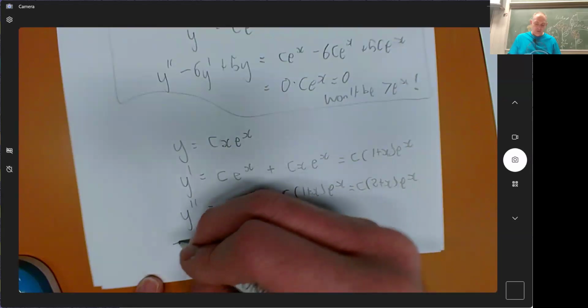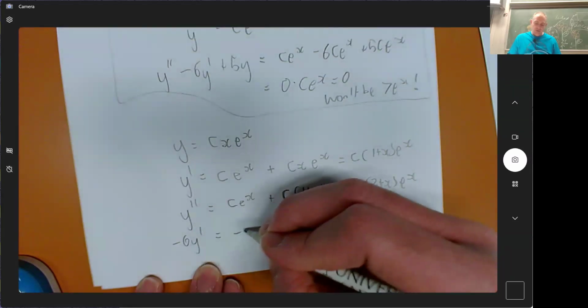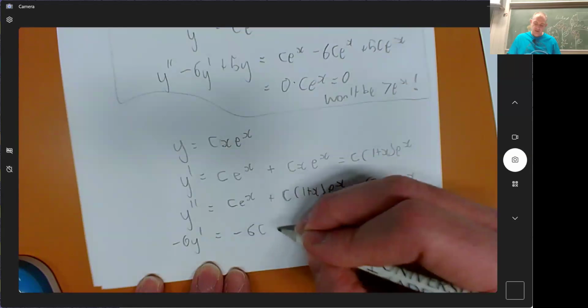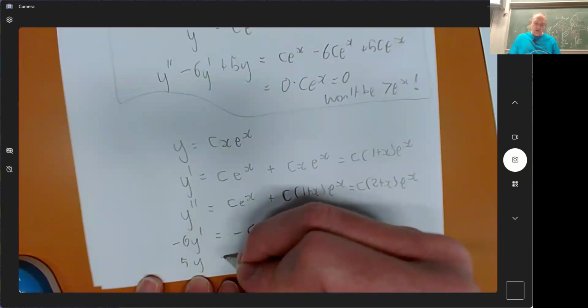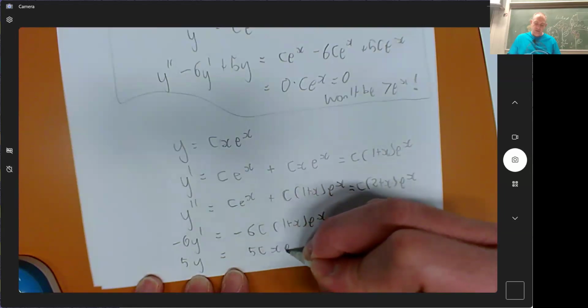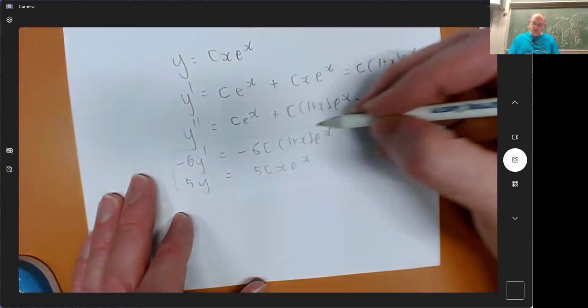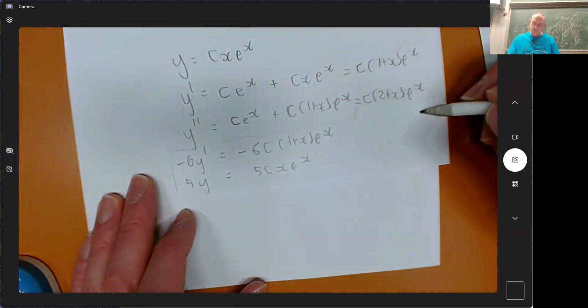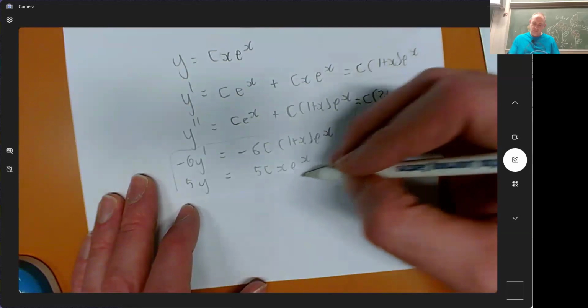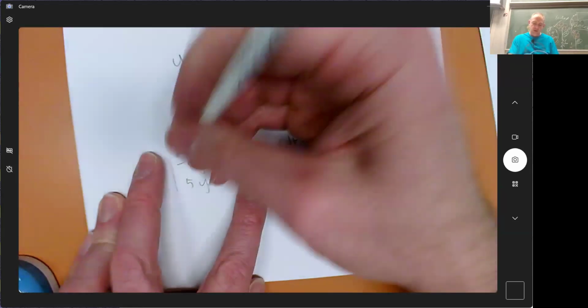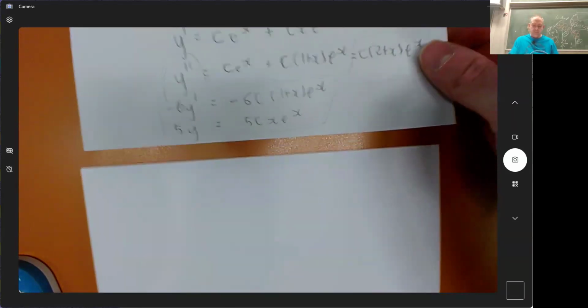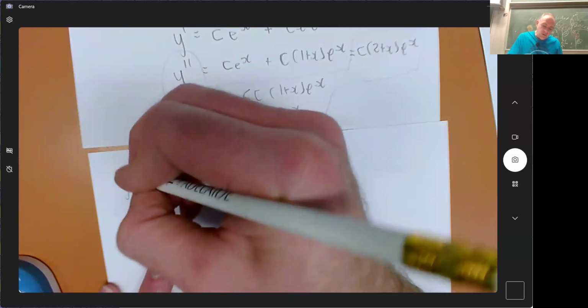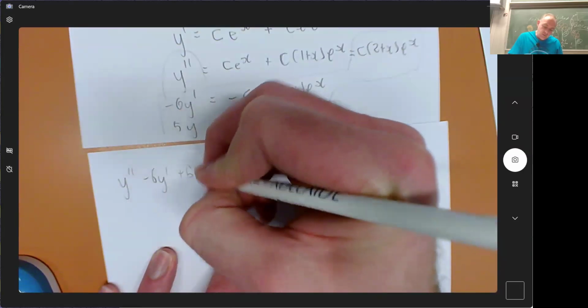Okay. And then what have we got? Minus 6 lots of y dashed is minus 6c1 plus x e to the x. And 5y is 5c x e to the x. And these three things added together should come out to 7e to the x. Okay, so the total y double dash minus 6y dash plus 5y.